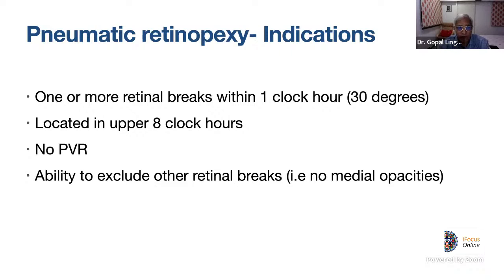So the indication for pneumatic retinopexy is 1 or more retinal breaks within 1 clock hour, that is about 30 degrees, located in the upper 8 clock hours, that is between 4 to 8 clock hours in the clock, with no PVR. And of course, you should be able to exclude other retinal breaks. If there is a cataract which blocks the view of about 20% of the retina, or there is an inferior vitreous hemorrhage which covers a large part of the retina, and you're not sure you have excluded a break there, then you should not try pneumatic retinopexy.